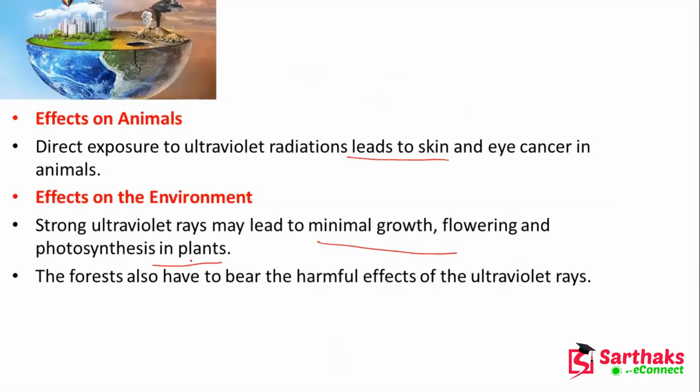And in the previous picture you have seen that more chlorophyll will be there if clean air is there. If ozone layer depletion is there, you can see that due to the ultraviolet ray there are pale leaves in the plant. And the forests also have to bear the harmful effects of ultraviolet rays, because the forest is the source of oxygen. So if it is affected, that means the oxygen supplier has been affected.